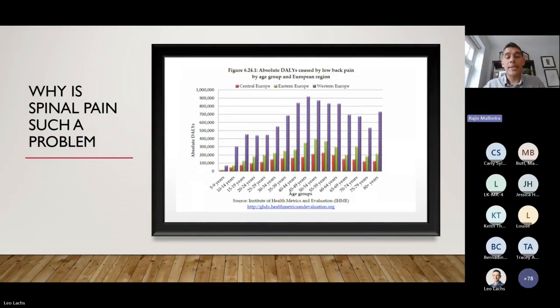And a DALY is the amount of time that someone spends in their life that is reduced due to either early death or less than full health.